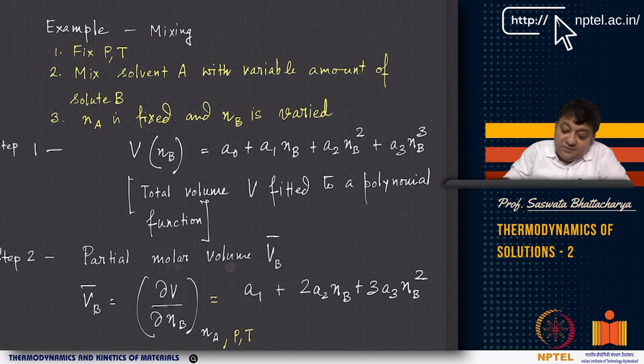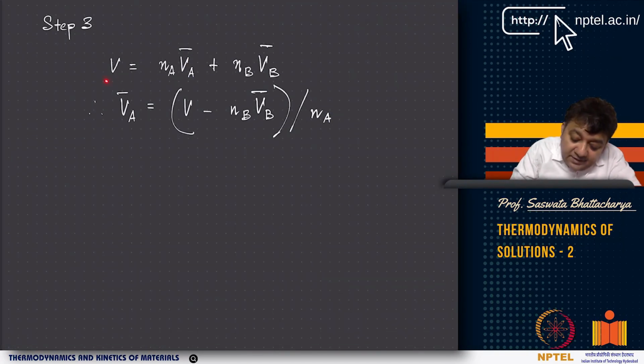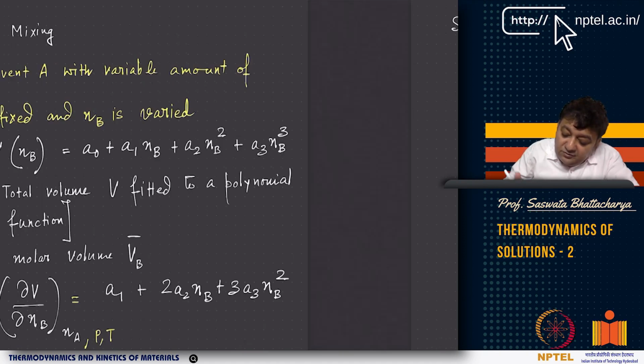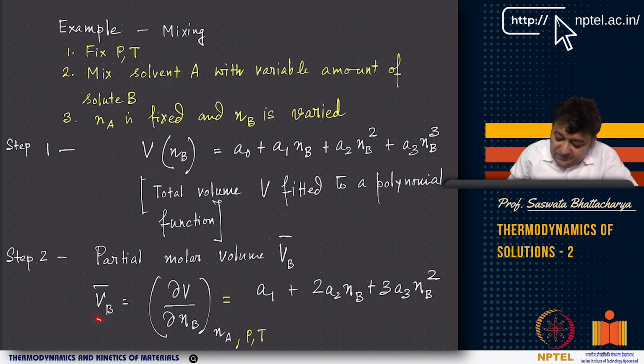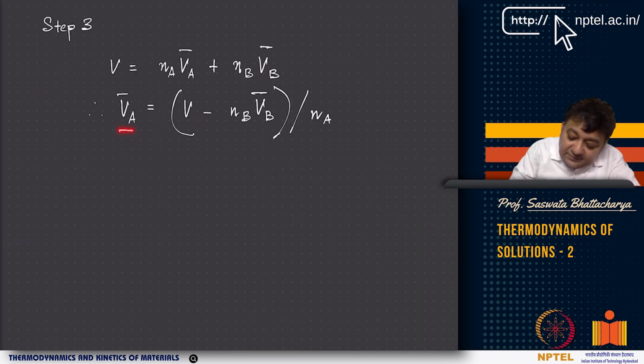So you get the partial molar volume VB bar, and in step 3 you have V, which is NA VA bar plus NB VB bar. Already you know V as a function of NB, and you also know VB bar as a function of NB, right? Then you can get VA bar from V, the observed volume, minus NB VB bar, divided by NA. So from this equation you get VA bar, which was unknown, from VB bar and NB, the amount of solute, dividing by the amount of solvent, the mole number of solvent, which is fixed, NA.